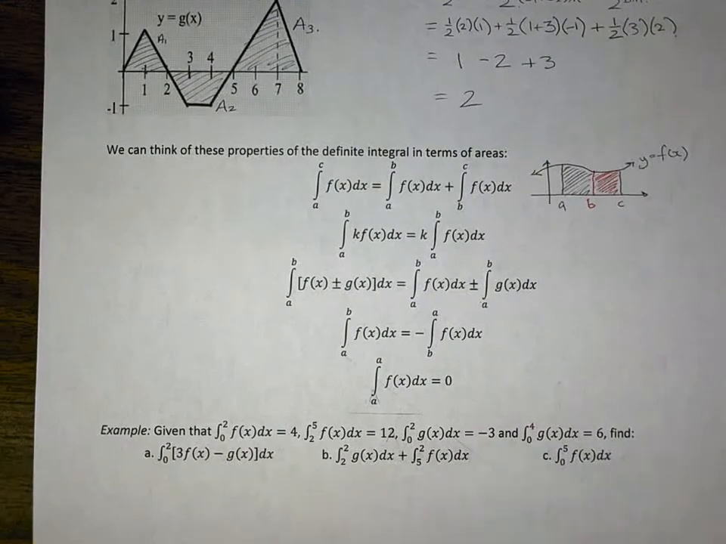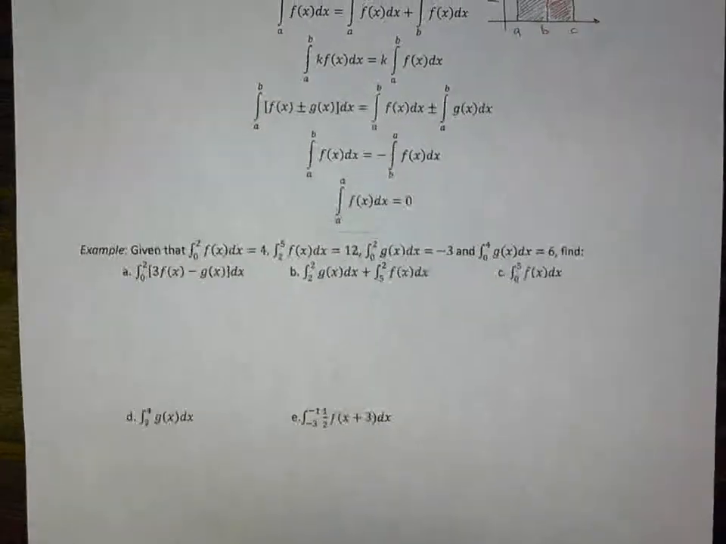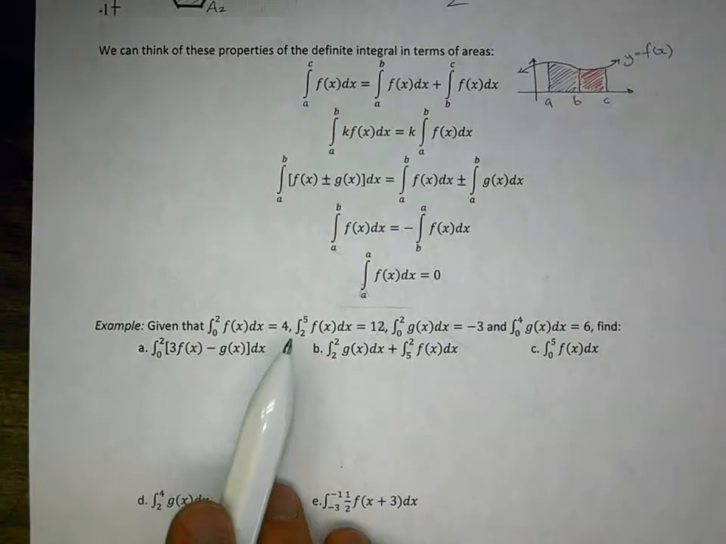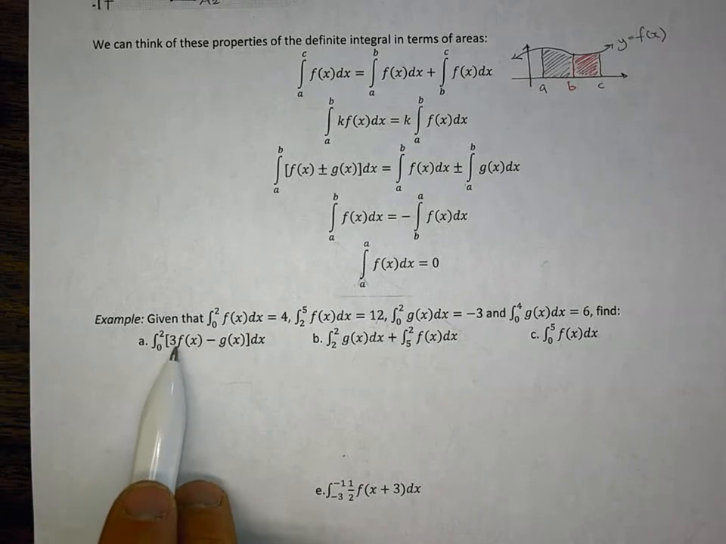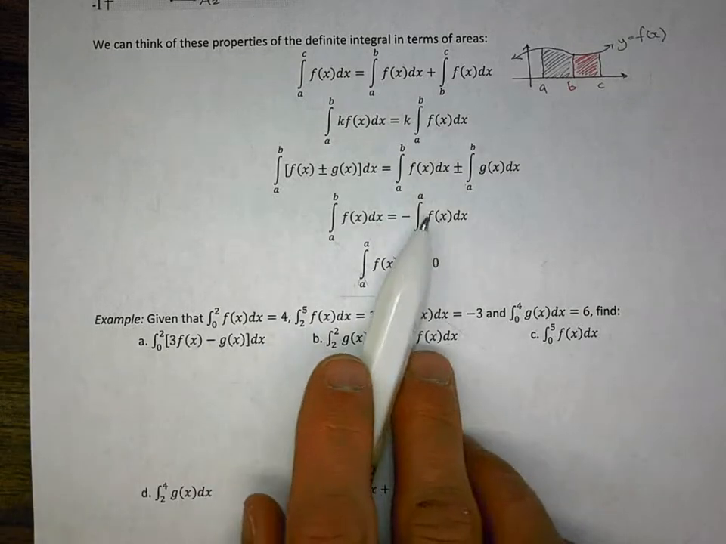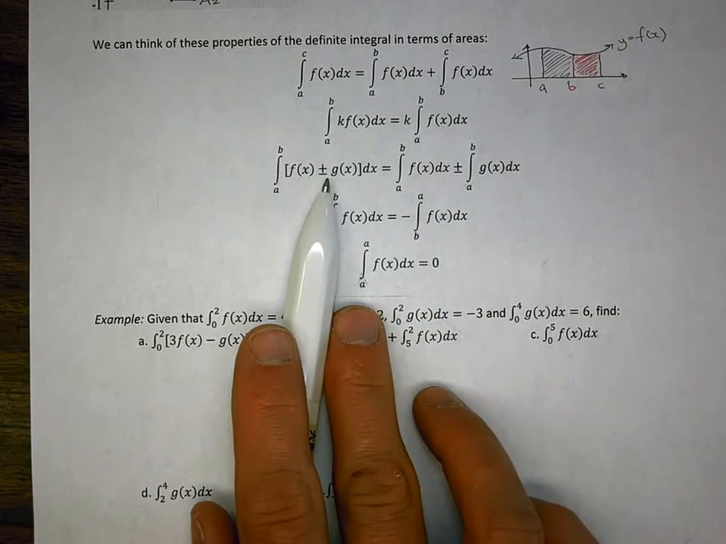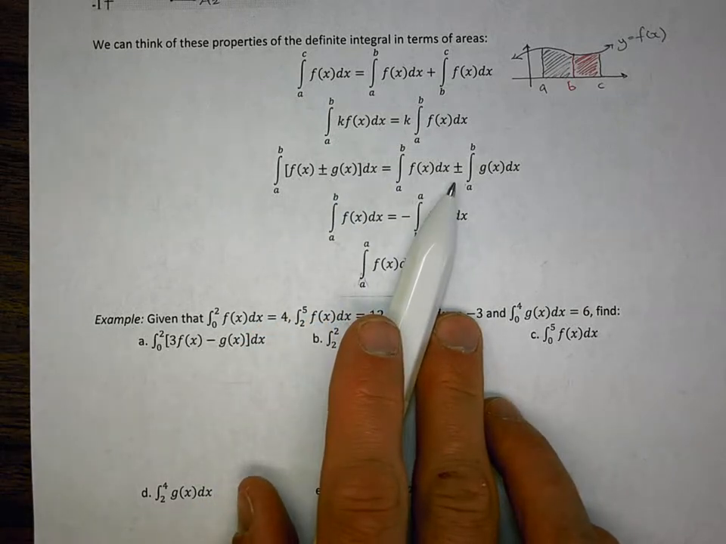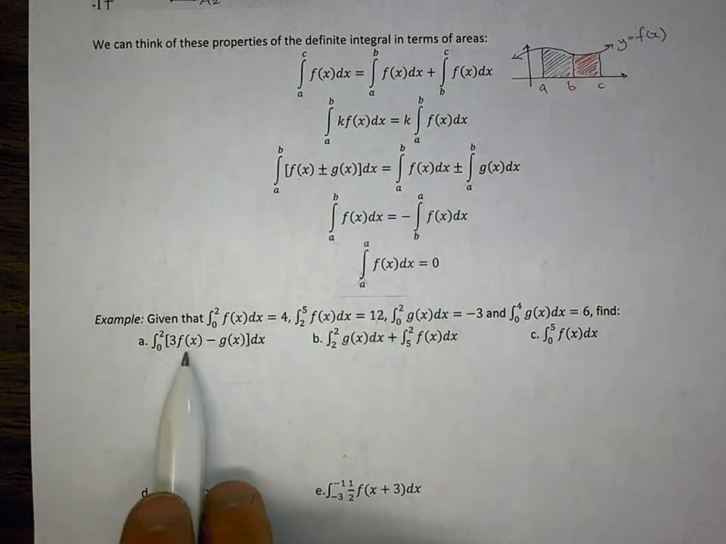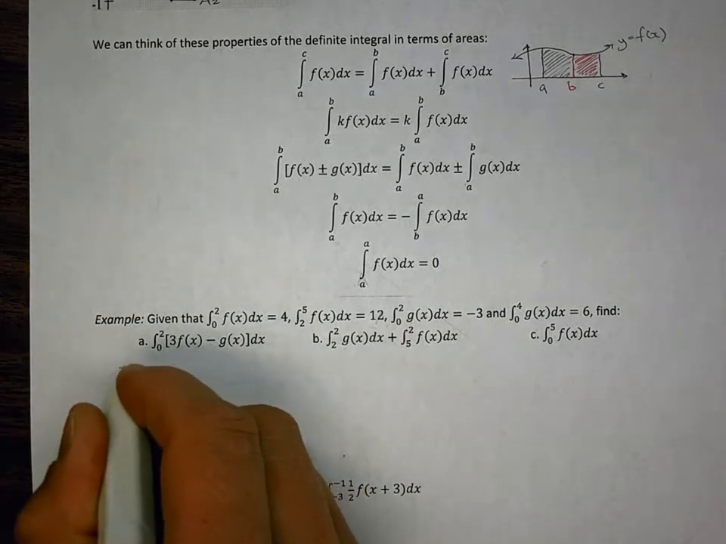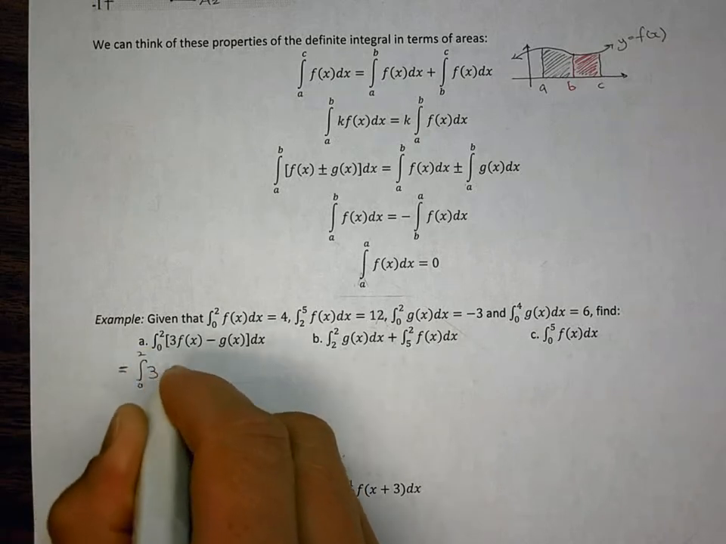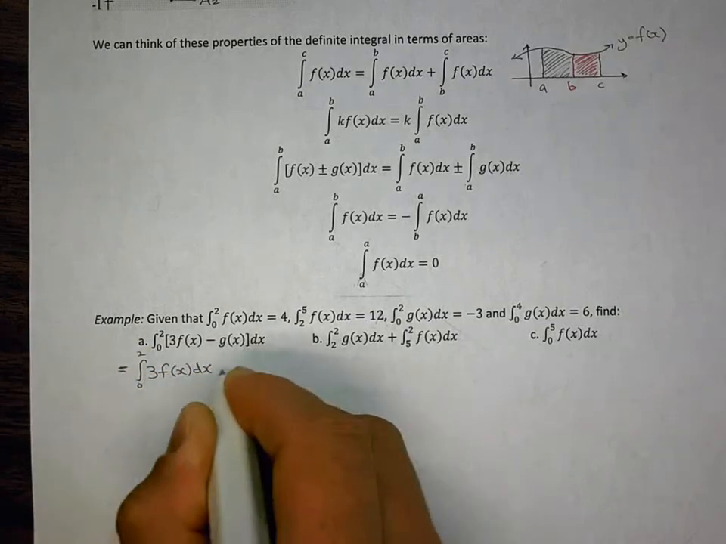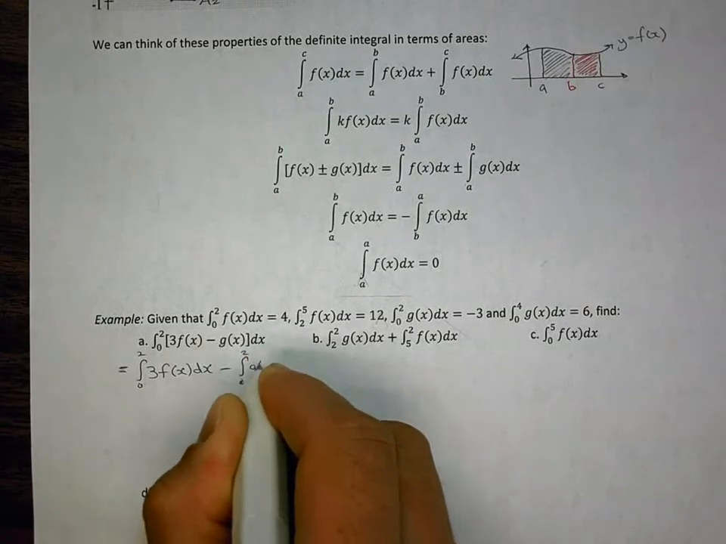And you might see some questions like this where you have to do some clever manipulation of definite integrals using properties like this. For example, find the integral of 3f minus g from 0 to 2. So first of all, I'm going to use this third property, where this is the difference, and I split it up into 2 definite integrals. So I end up with, I'm sorry, we're a little tight on space here, the integral from 0 to 2 of 3 f of x dx minus the integral from 0 to 2 of g of x dx.